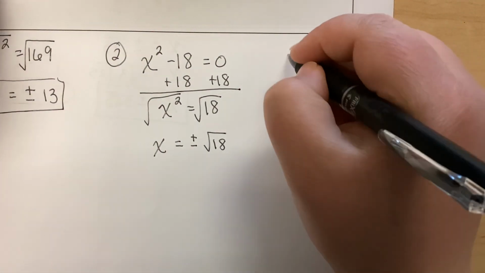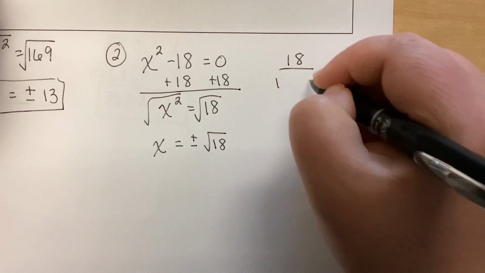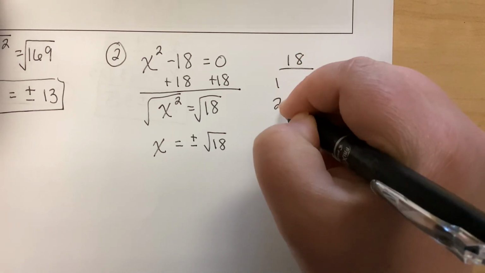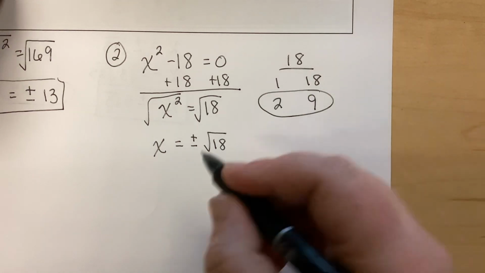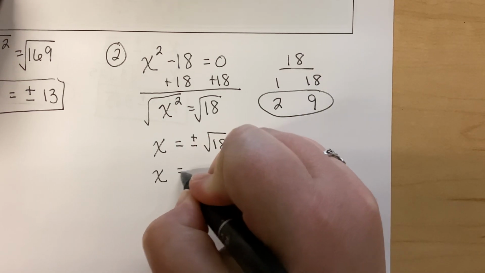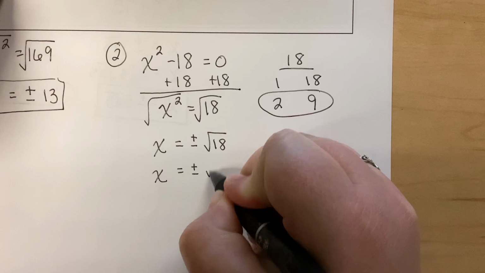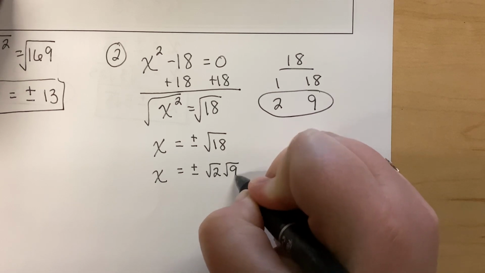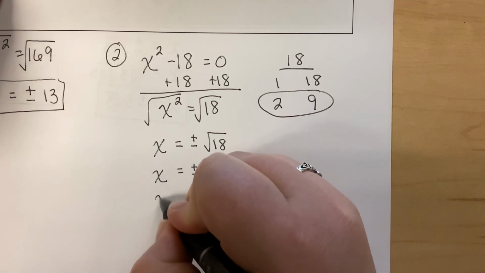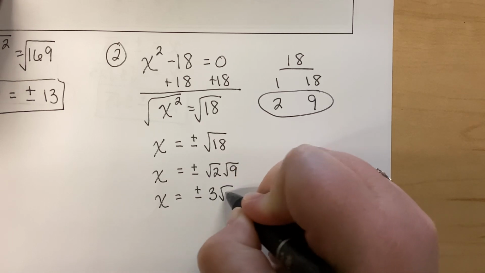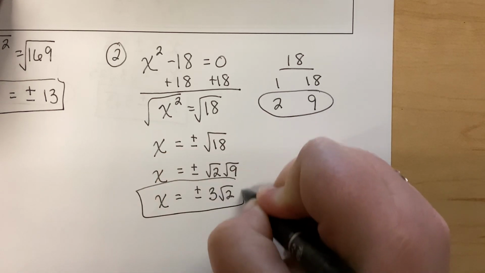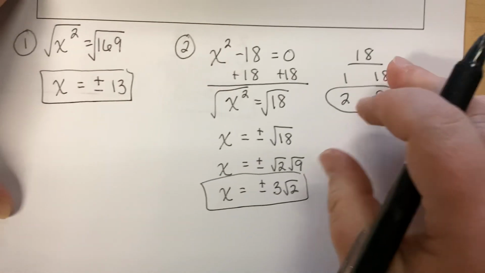and we're going to have to find the factors of 18. So 1 and 18 does nothing for us. 2 times 9, however, is great because 9 is a perfect square. So now I have x equals plus or minus square root 2, square root 9. Square root of 9 is 3, so I get x equals plus or minus 3 root 2. All done. All right, let's try number 3.